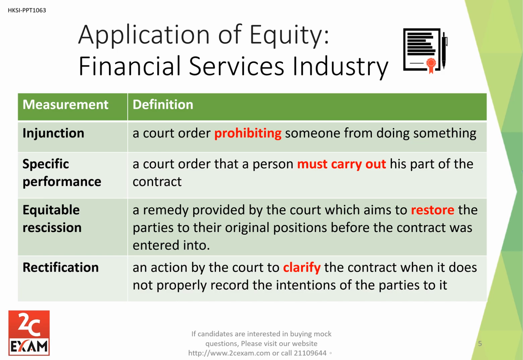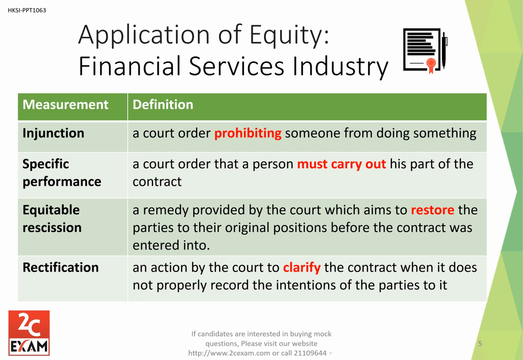What are the 4 types of applications of equity in the financial services industry? Remember, in the exam, there are 4 types. The first is called injunction. What does that mean? It means that there is an order that prohibits someone from doing something, and this order is issued by the court. Once the court issues an injunction, the person cannot do that thing anymore.